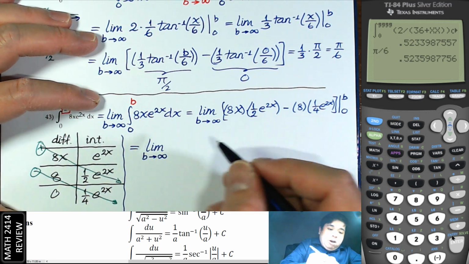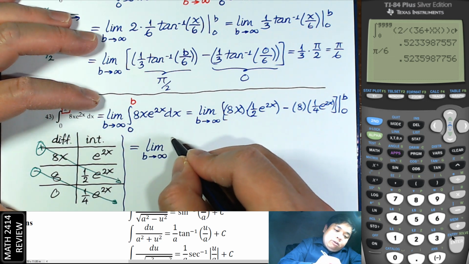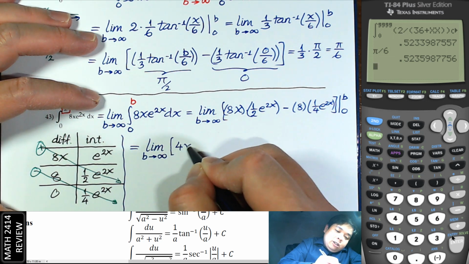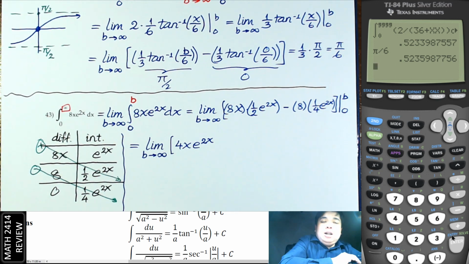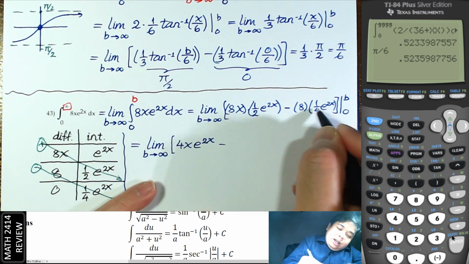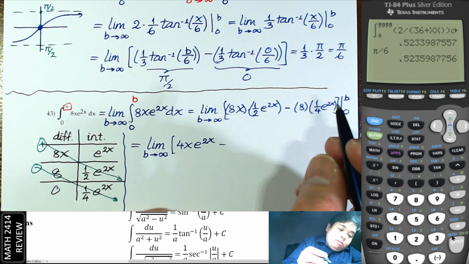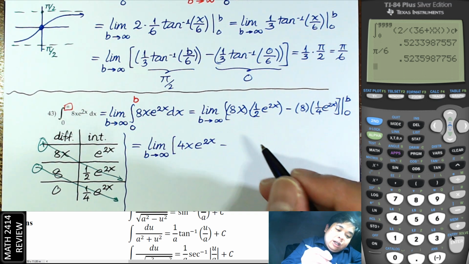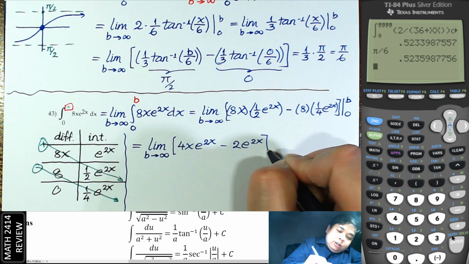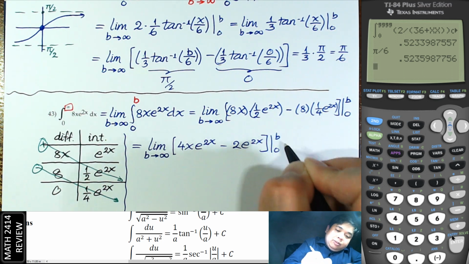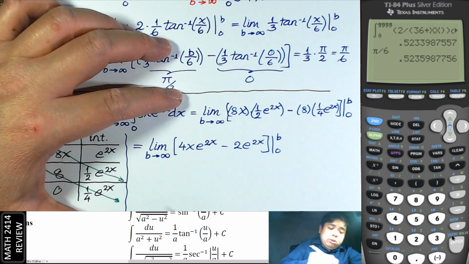Right, we simply find the antiderivative: ax divided by 2, that's 4x, e to the 2x, and then 8 and 1/4, that will be 2, e to the 2x, going from 0 to b. And now substitute b into this.